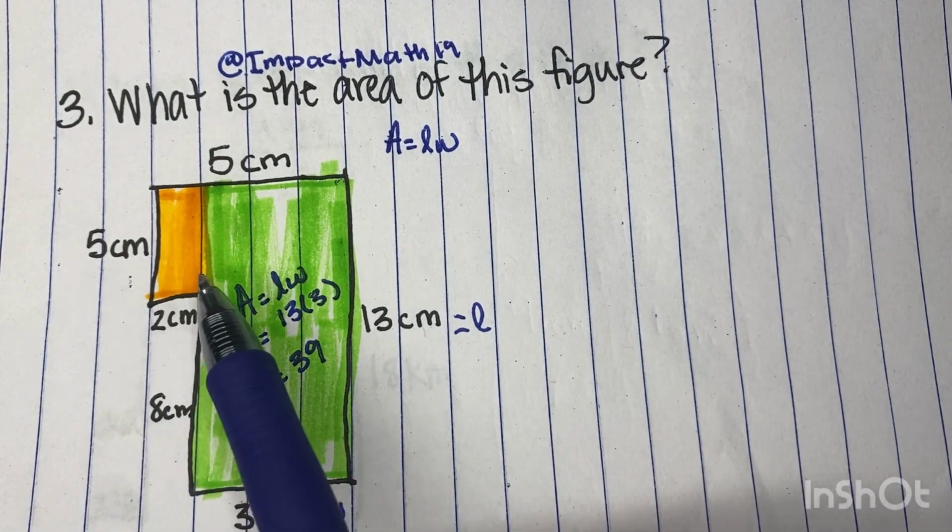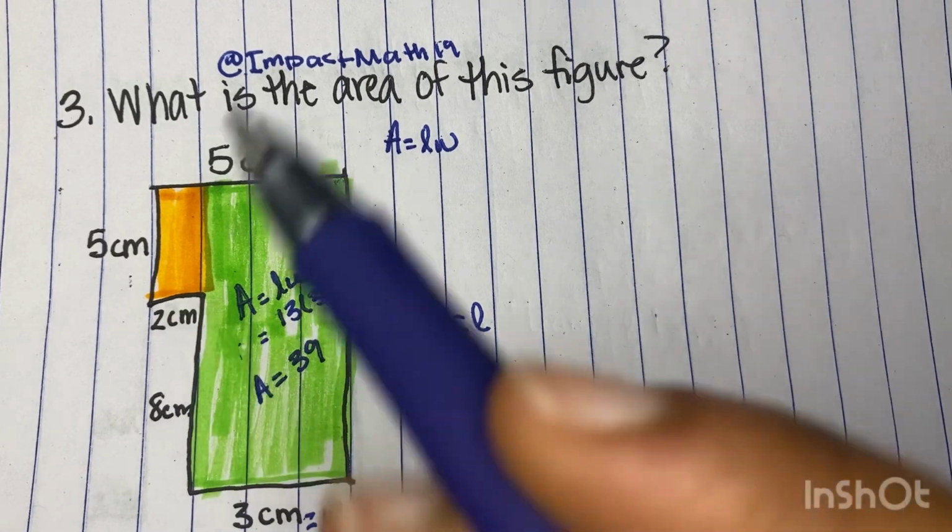Now, let's go to our orange, right? So the width here is going to be 2.